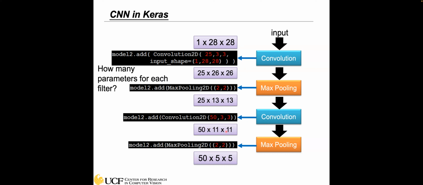So here, let's stop at this first convolutional layer. I have one question: how many parameters are there for each filter? Anyone? This is the first convolution. So how many parameters are there for each filter?